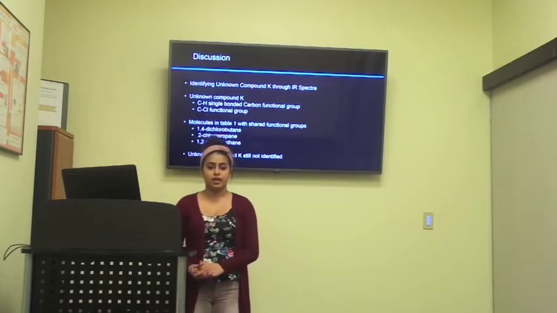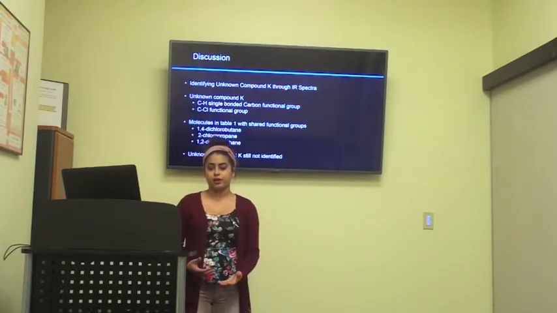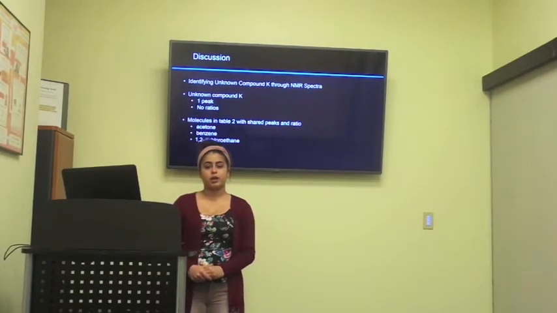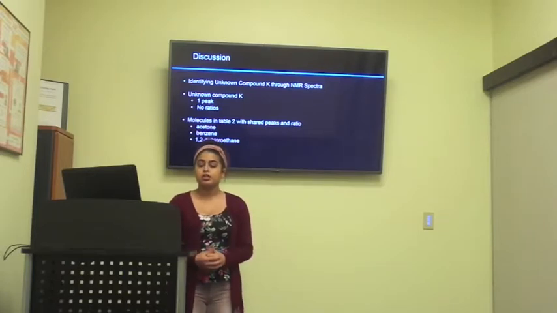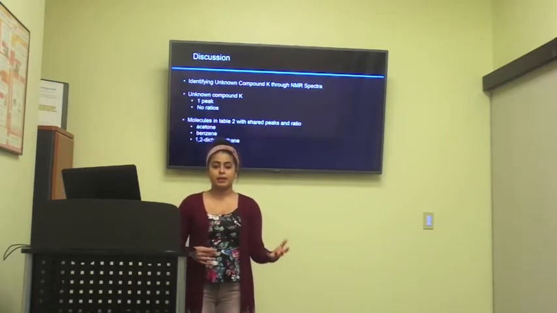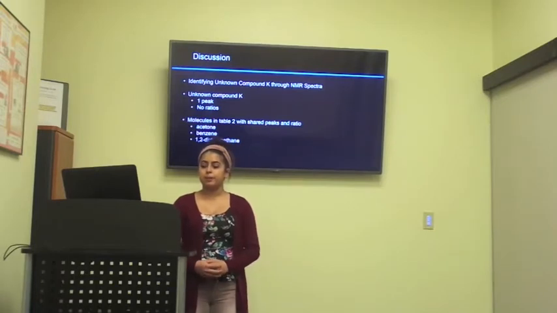Therefore, we have to look at the NMR spectra, which is why we had to use both the IR spectrophotometer and the NMR spectrophotometer to identify unknown compound K. Once we look at the NMR spectra of unknown compound K, we know it has 1 peak and no ratio, which means it has 1 type of hydrogen atom, and that's it. So I compared that with the molecules in Table 2 that I showed previously, and there were actually 3 molecules that had the same peaks and no ratio as unknown compound K. They were acetone, benzene, and 1,2-dichloroethane.